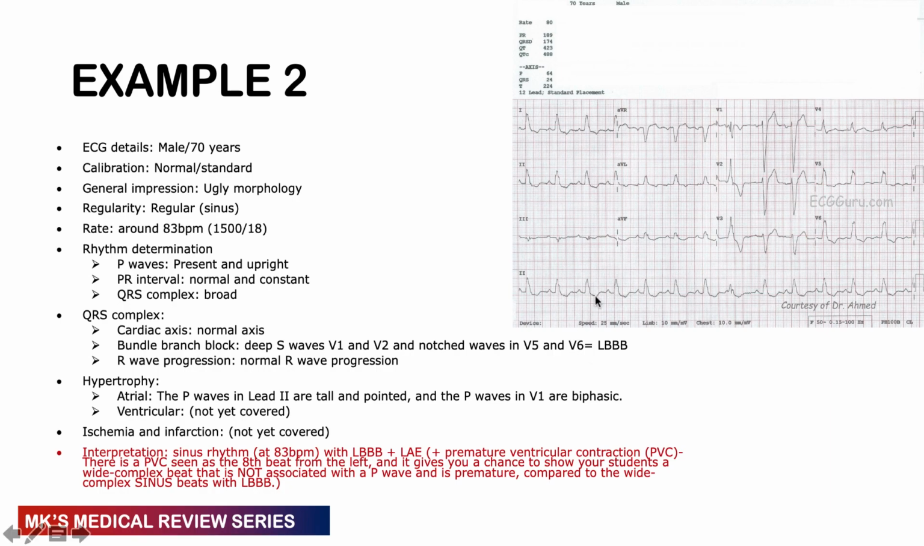And if we notice here at this 8th beat, as you can see, this 8th beat on the rhythm strip, there's something going on here. This is what is known as a premature ventricular contraction. So you actually have a chance to see this on the ECG. You can see that there's a wide complex beat that's not associated with a P wave in this particular premature ventricular contraction, compared to the other wide complexes that have a P wave.